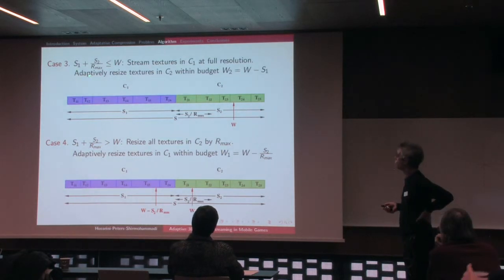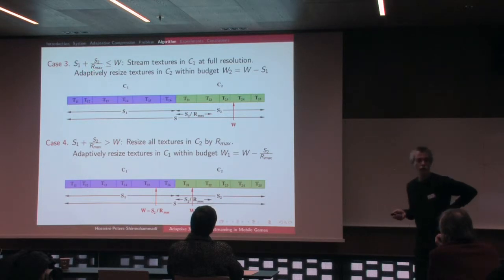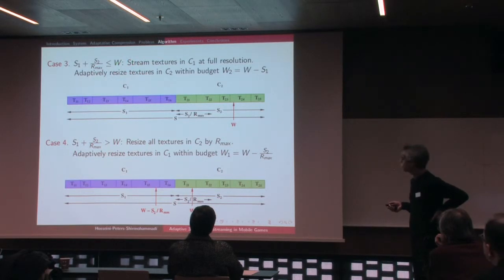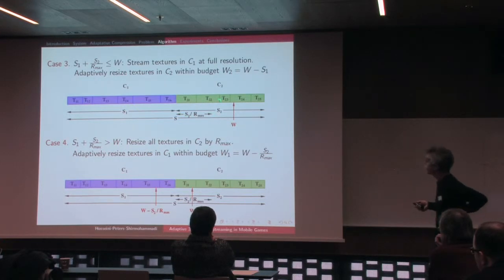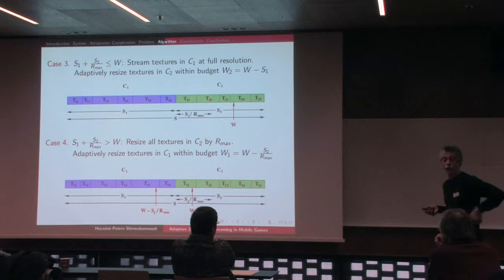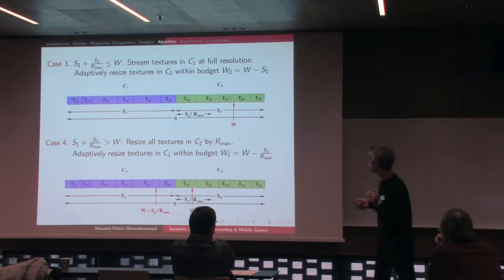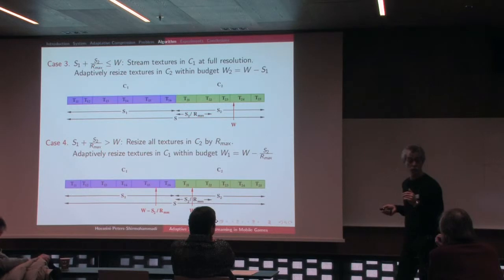This is if we compress all the less important textures by the maximum amount, and we don't compress the first ones at all, we still fit within the budget. So in that case, we have enough budget to stream all of these at full resolution, and we have enough budget left over, so this is the remaining budget, to stream these. And then what we're going to do is look at these textures and stream them at the maximum quality that we can within this remaining budget.